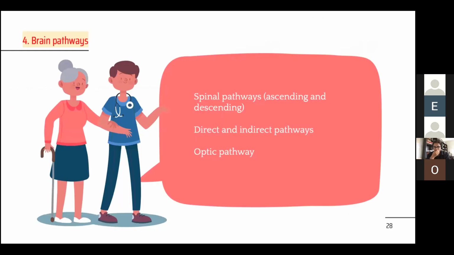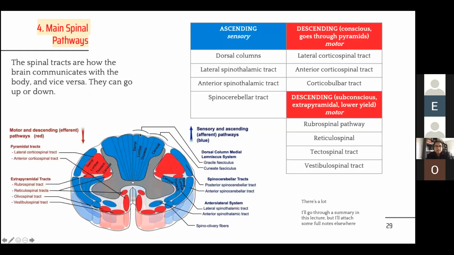All right, brain pathways. Have you guys done the spinal pathways and the direct and indirect pathways yet? Yep. Okay, cool. So there's a lot of pathways, but I'll try to explain them in a way that makes sense.